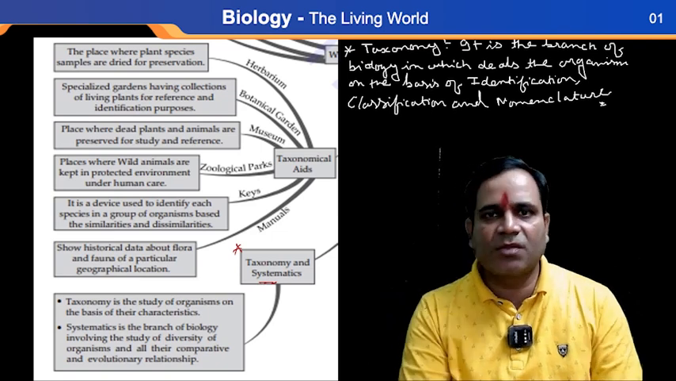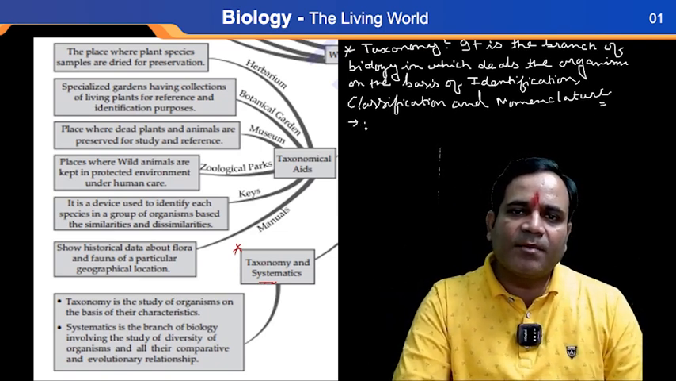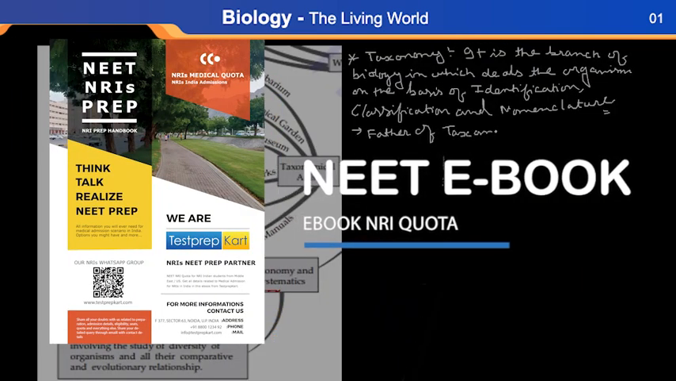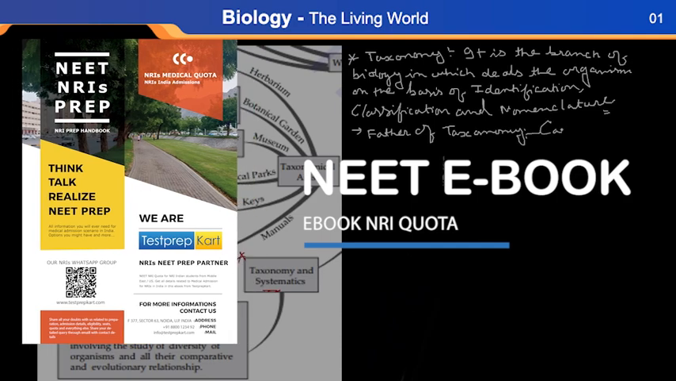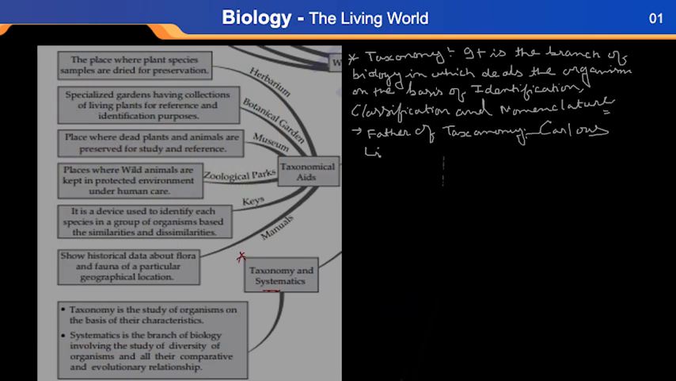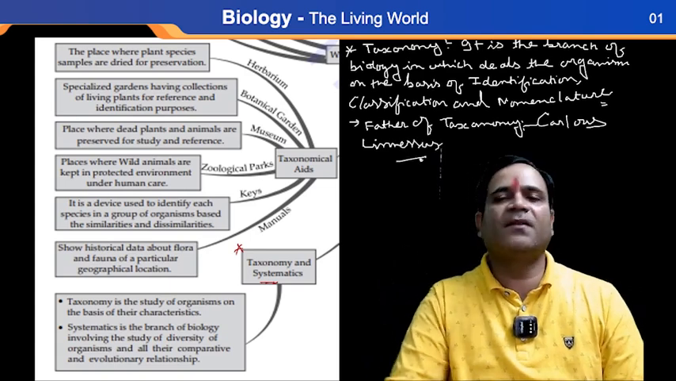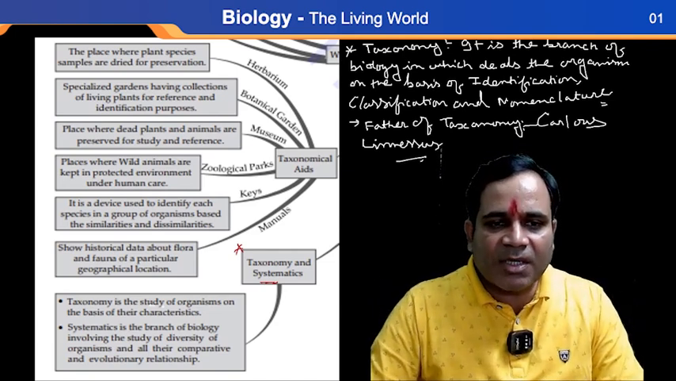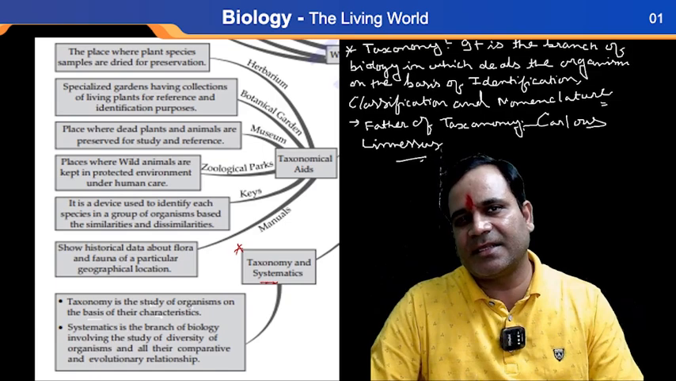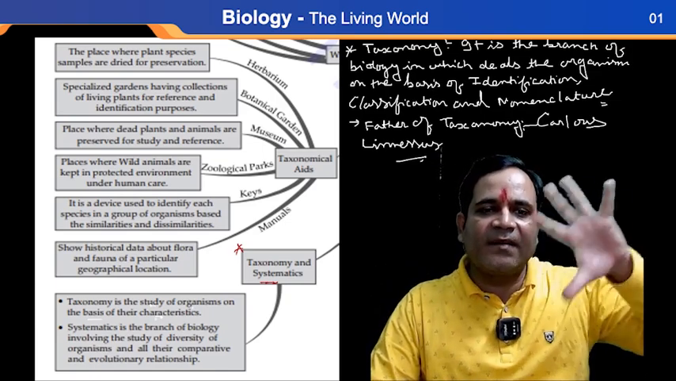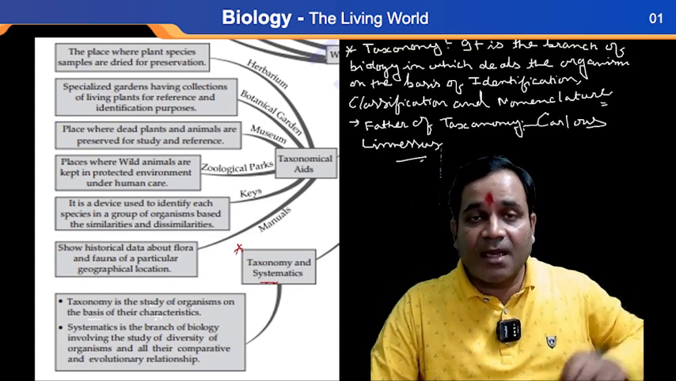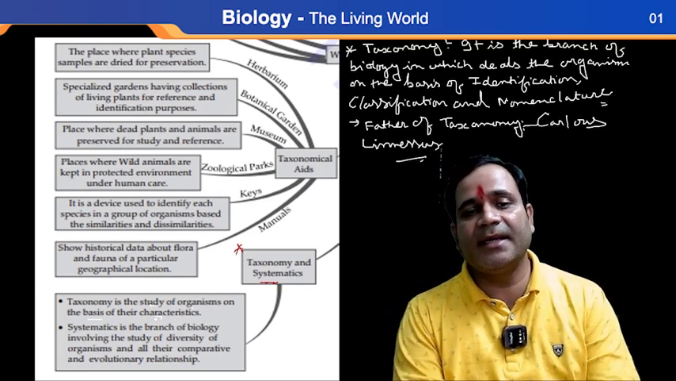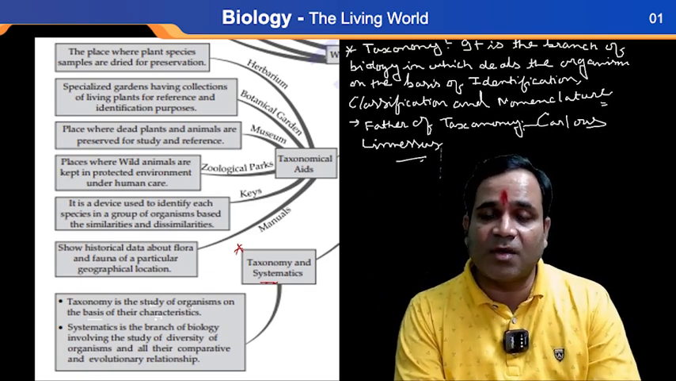Again, the father of taxonomy is an important point to know here. Who is the father of taxonomy? Carl Linnaeus is the father of taxonomy, correct? Taxonomy is the study of organisms on the basis of their characteristics. That is taxonomy, that is a branch.